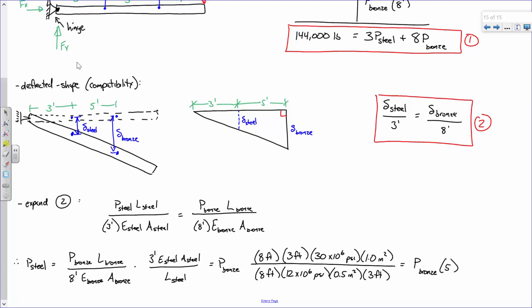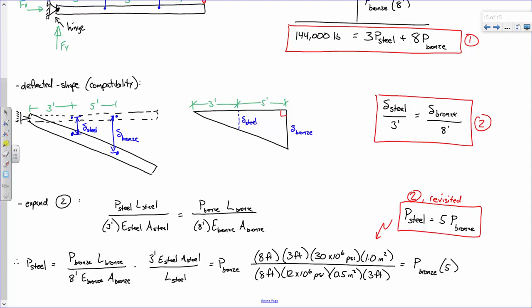So, in other words, let me sort of rewrite this. All this stuff down here is saying that P steel is 5 P bronze. So what I'll say is that is also equation 2, but I'll say revisited. In other words, what we did is we took equation 2, expanded it, redid it a bit, and we got that.